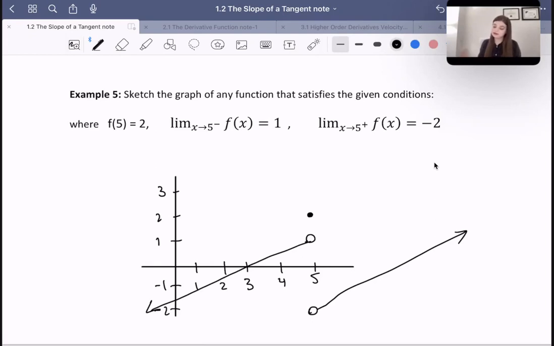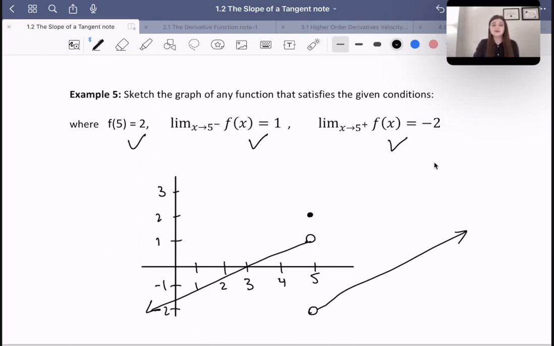So I advise you guys, after you're finished doing a question like this, double check. Does it satisfy condition 1? I'm going to check. Let's see, (5, 2). Yes, it does. Does it satisfy the second condition that as x approaches 5 from the left we get 1? Yes, it does. And does it satisfy the condition that the limit as x approaches 5 from the right is -2? And again, yes, it does. So we can give that one a check mark as well.